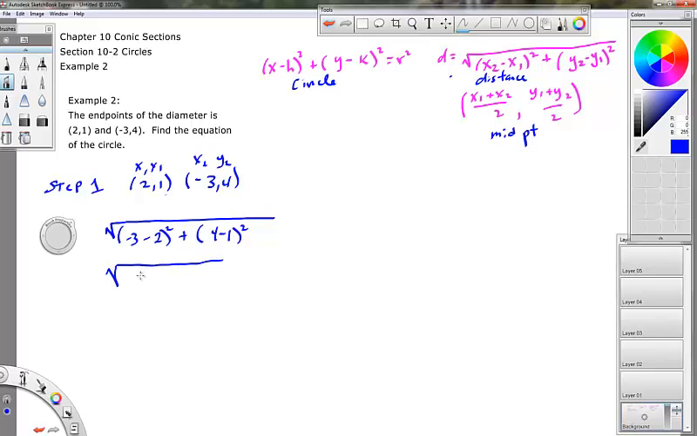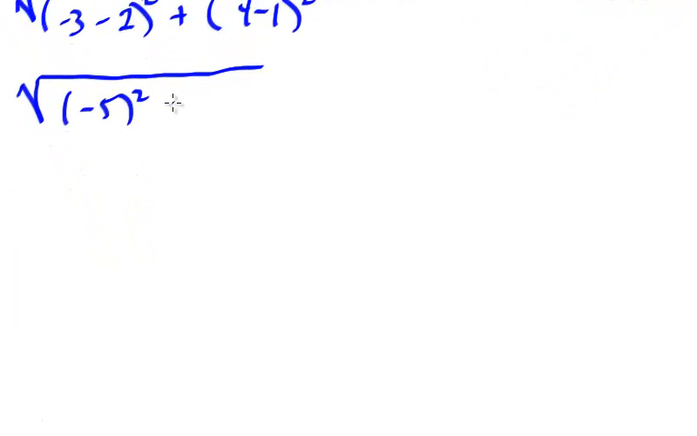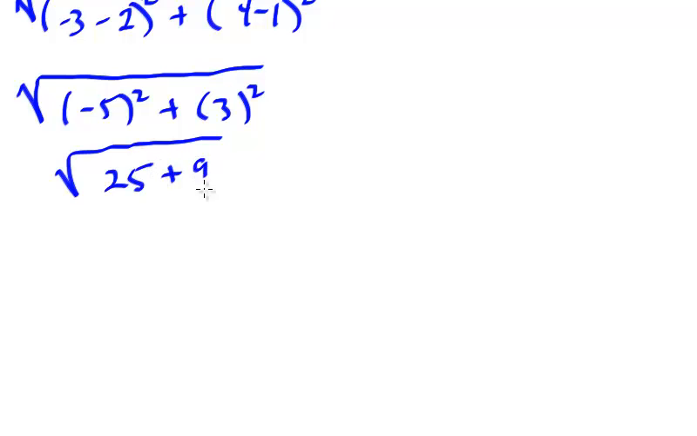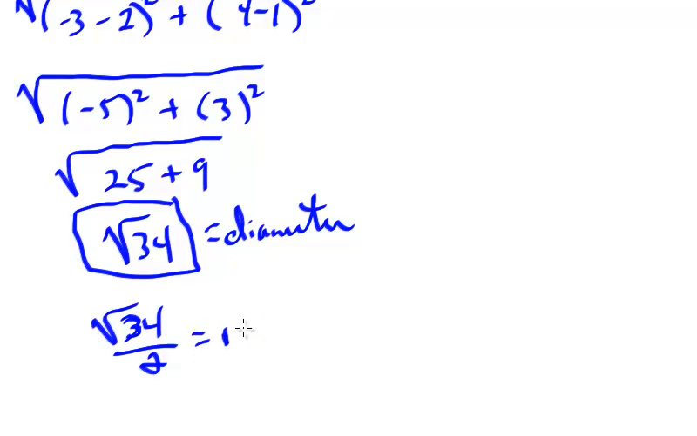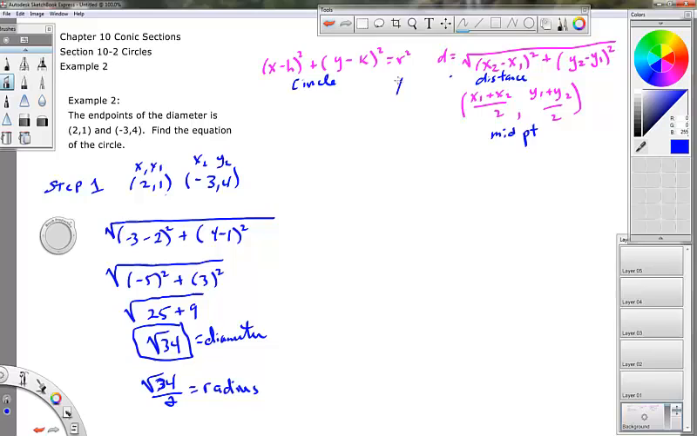So the next step would be negative 5 squared plus 3 squared, and that is 25 plus 9, which is the square root of 34. And even though that's pretty gross, you're just going to leave it as the square root of 34. That's the diameter. So half of the diameter, if I take radical 34 and divide that by 2, that's going to equal the radius. And that's a key component of this equation. This is my radius right here. So I'm going to put the victorious red box around this. Okay, so I'll come back to that in a minute. That's step 1. Okay, so I got my radius.